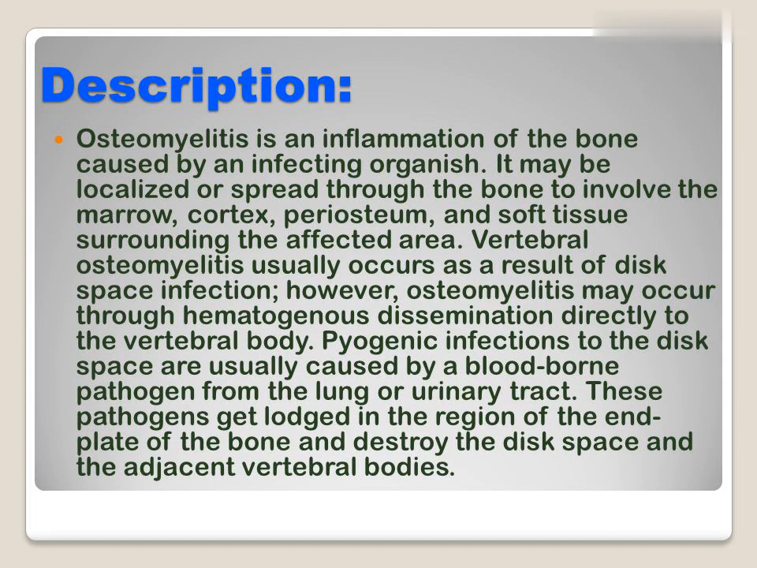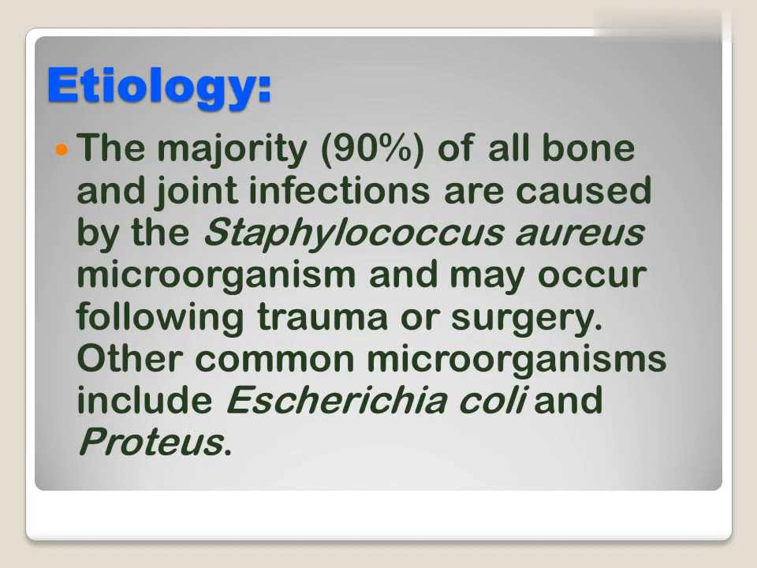Pyogenic infections to the disc space are usually caused by a bloodborne pathogen from the lung or urinary tract. These pathogens get lodged in the region of the end plate of the bone and destroy the disc space and the adjacent vertebral bodies. Etiology: the majority, 90%, of all bone and joint infections are caused by the Staphylococcus aureus microorganism and may occur following trauma or surgery. Other common microorganisms include Escherichia coli and Proteus.